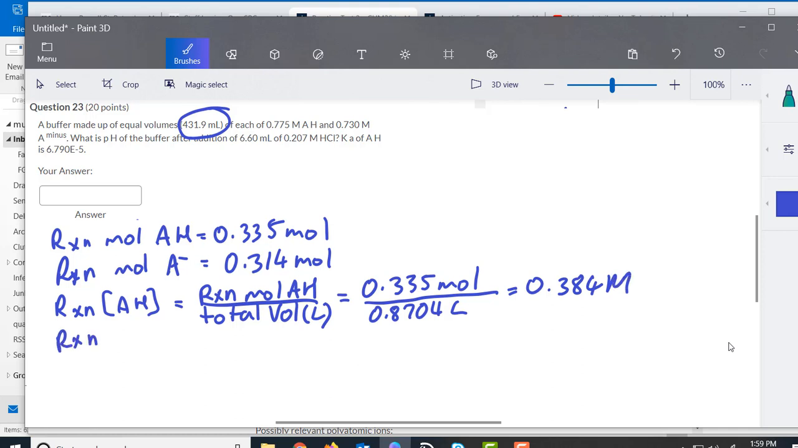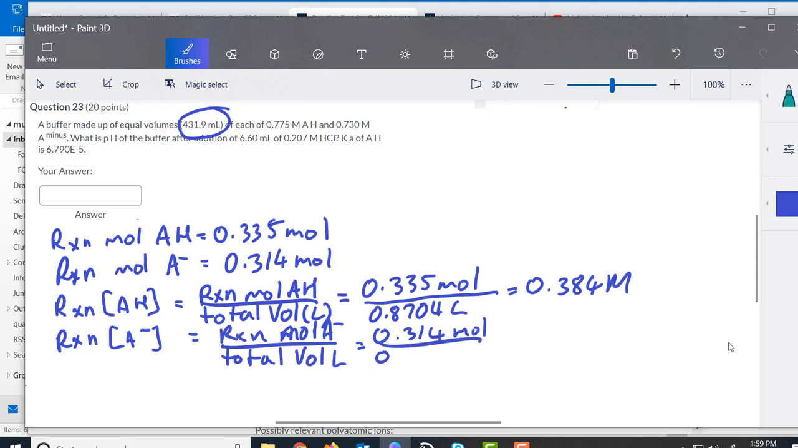We do the same thing for the A minus, and it's going to be the reaction moles of A minus divided by the total volume in liters, which comes out to be 0.314 moles divided by 0.8704 liters, which is going to be 0.360 molar. Alright, let me go through how you get this total volume here.